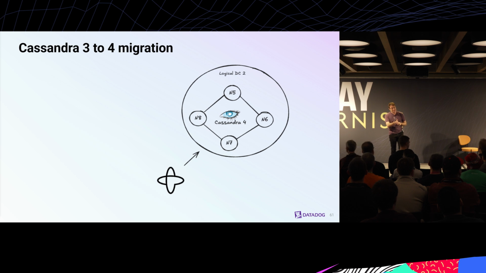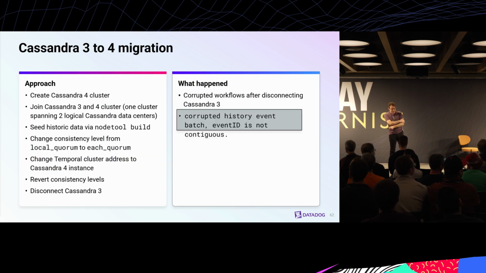We ran this process for the majority of our fleet, but on one of our most important clusters, we ran into a "corrupted history event batch, event is non-contiguous" error. We initially had no idea what was happening. Workflows couldn't make progress, the errors were just appearing, and we did not know how to handle it.